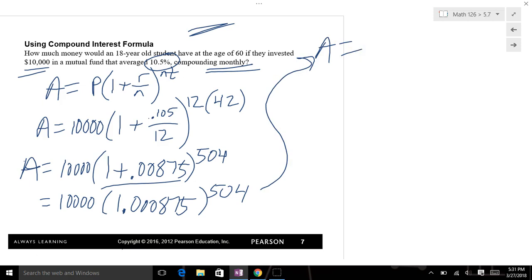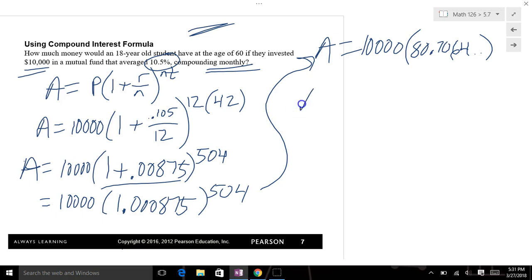And don't cut this off at all. Keep your answer in there. Don't cut this all off until the very end or you're going to have rounding error. So this is 80.7064. Again, I'm going to use this. It keeps going on that. Okay. And then times 10,000.